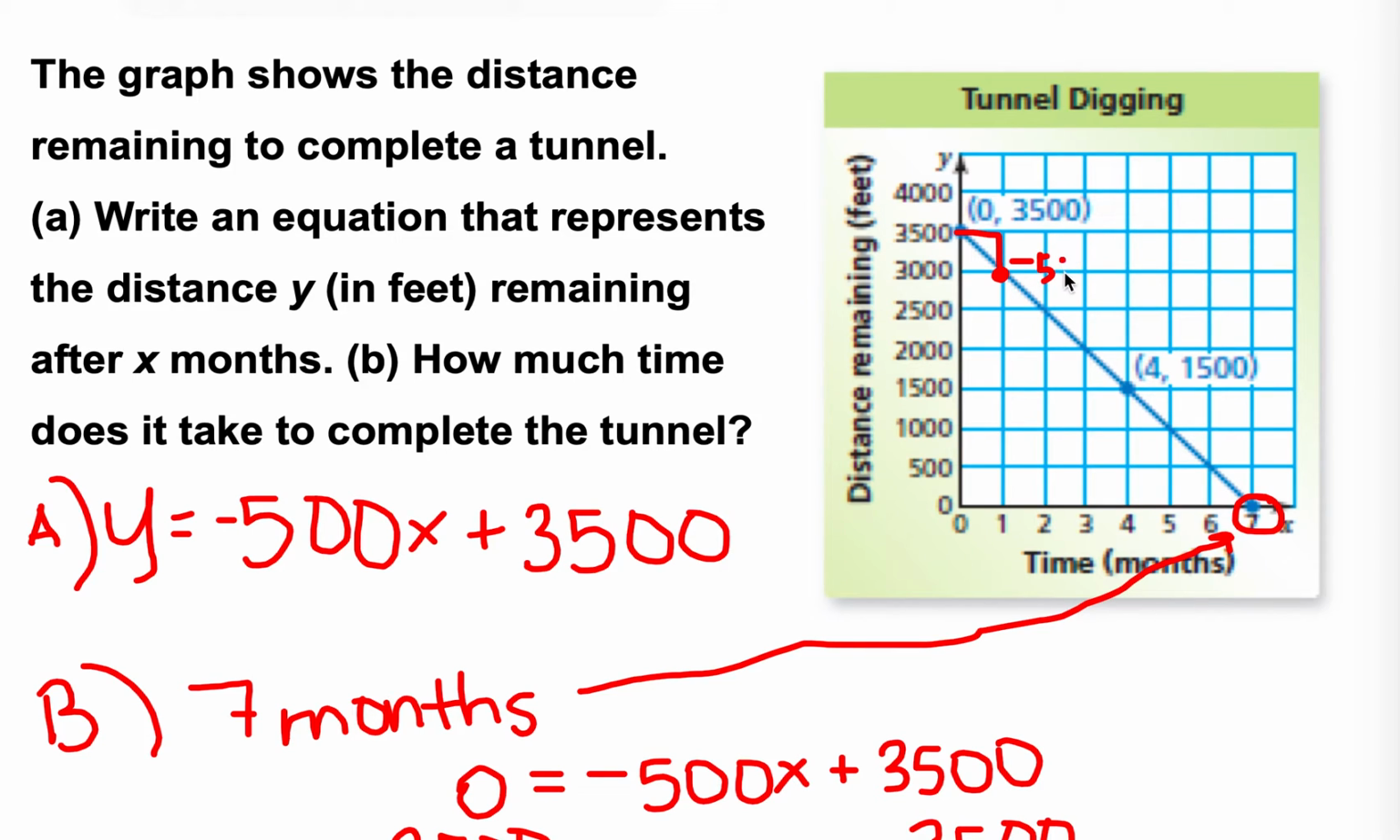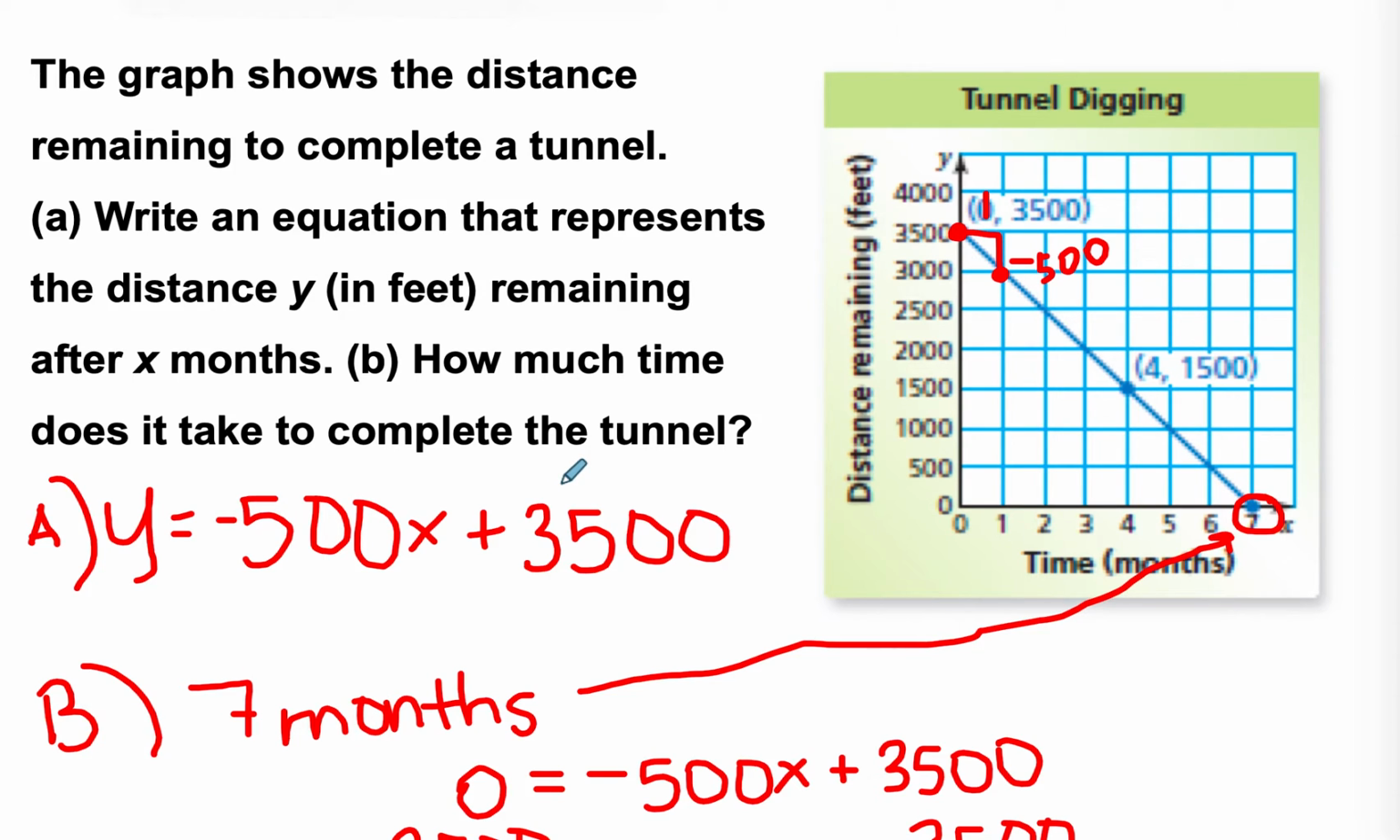And then from side to side, our run on that one is 1. That is going from 0 to 1 down here. So negative 500 over 1. That gives me a slope of negative 500, which is the first part of my equation over here. Then for my second part of my equation, I needed to find my y-intercept. So I looked at where my y-axis is and where the line hits it. So it hits it right here at 0, 3,500. That's my y-intercept. So I have y equals negative 500, my slope, x, plus 3,500, which is my y-intercept.